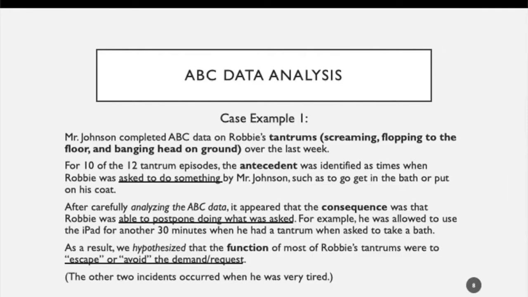Let's look at a couple case examples of ABC data analysis. So Mr. Johnson noticed his son Robbie was having a lot of tantrums. He described tantrums as screaming, flopping to the floor, and banging his head on the ground. He took data for a week. He noticed that 10 of the 12 tantrums were happening after Robbie was told to do something, after there was a demand placed. The consequence was that Robbie was able to then postpone what was being asked of him. So he was able to postpone that demand. So dad realized that the function of the behavior was most likely to escape or avoid the demand or the request.